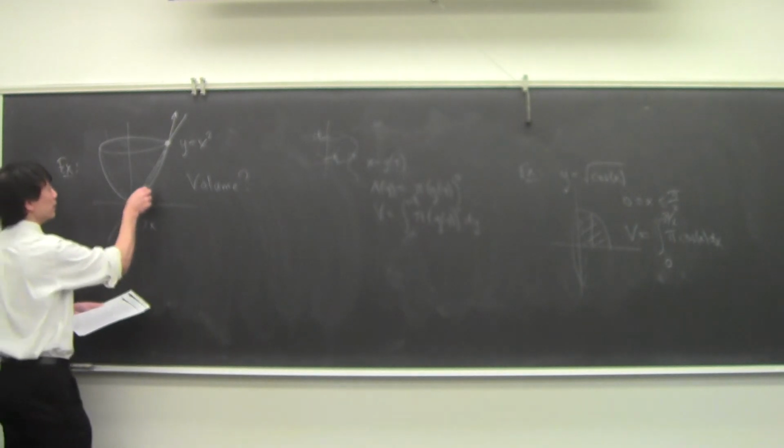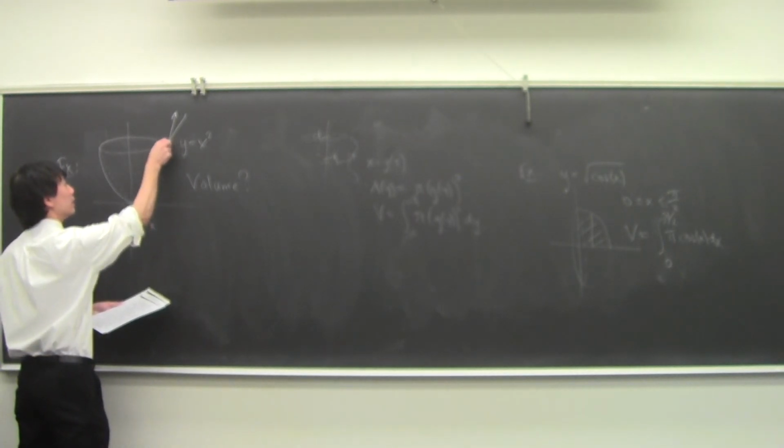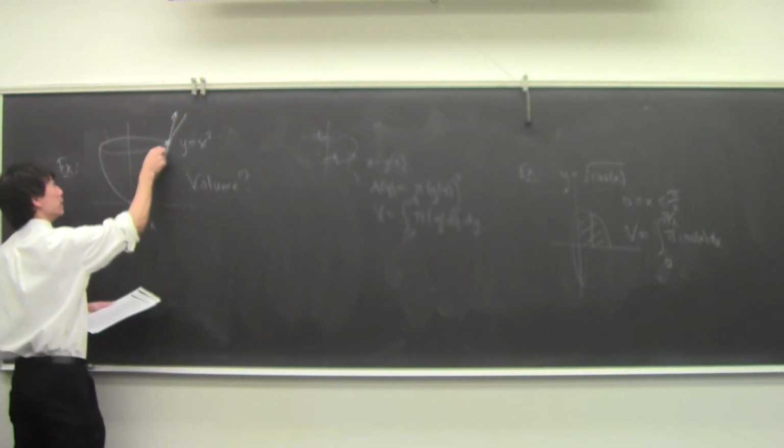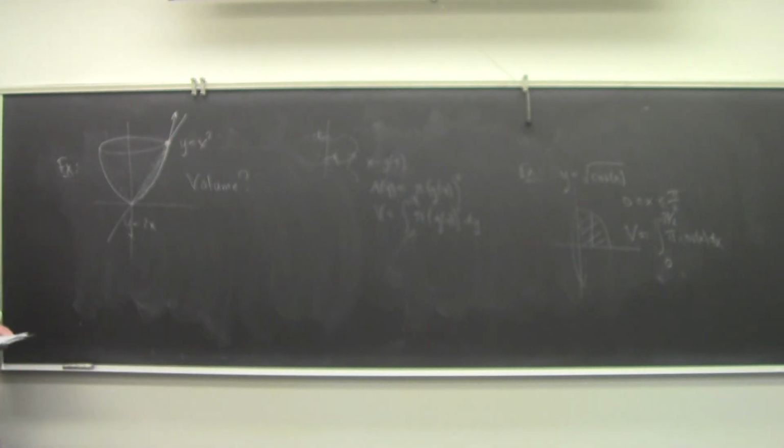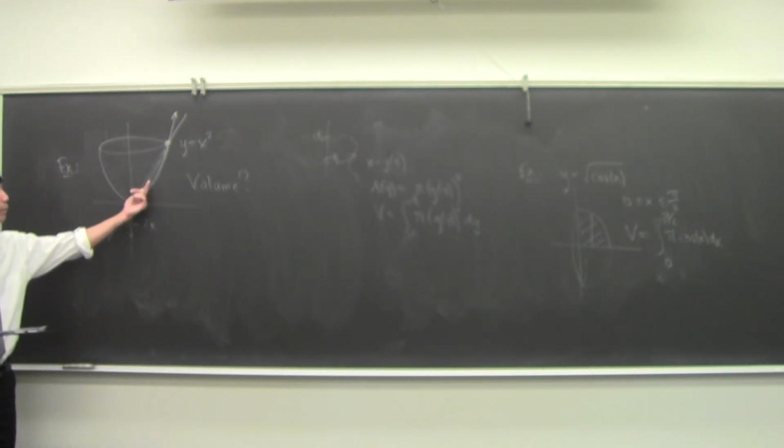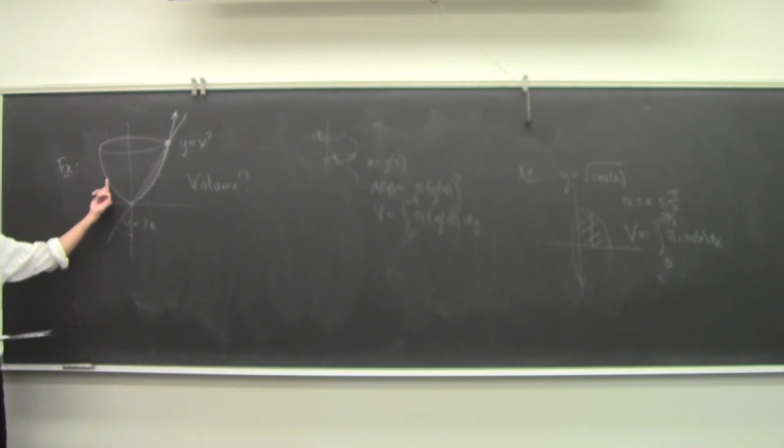y equals x squared is the parabola, right? And y equals 2x is the line. We want the volume of the peculiar cup you get when you rotate this thing around.